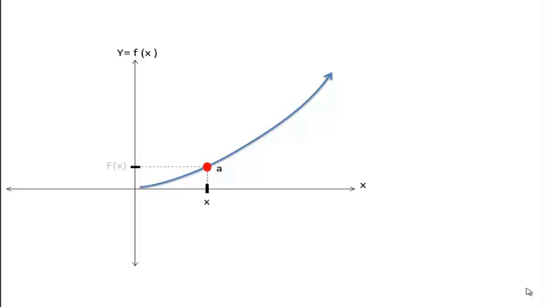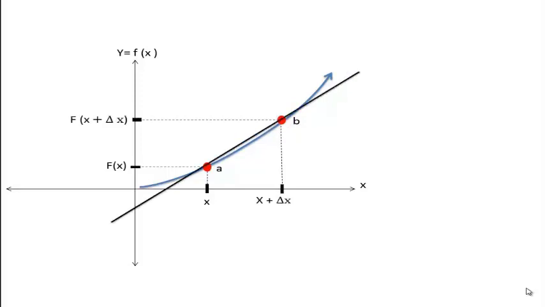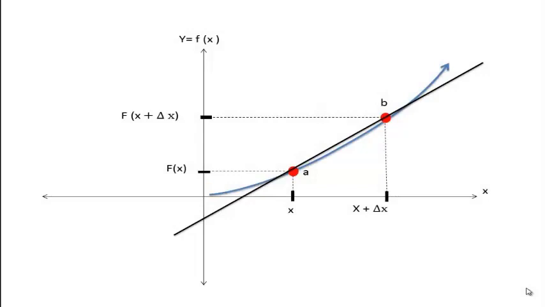So here is my first point A, whose coordinates are x and f of x. Now we take another point B whose coordinates are x plus delta x and f of x plus delta x. Now I draw a line passing through both the points. But it does not look like a tangent of this curve. So what can I do to find the slope of this curve?